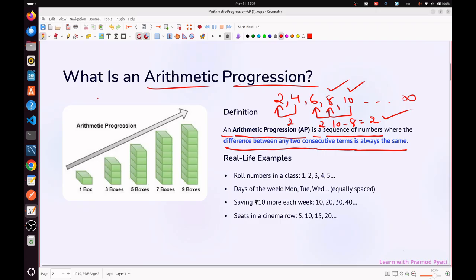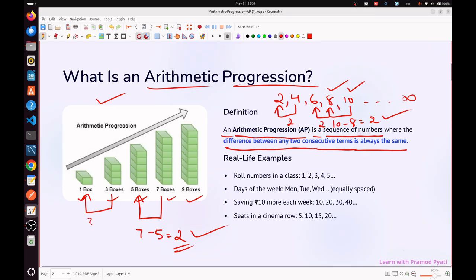Next we'll look at the boxes here. In this example, we have 1 box, 3 boxes, 5, 7 and 9. If you take any consecutive terms, this and this, that is 7 minus 5, what will we get? 2. So here the difference is 2. Here also, 3 minus 1 gives 2. The difference is the same here, right? So this is an arithmetic progression, as the definition says.